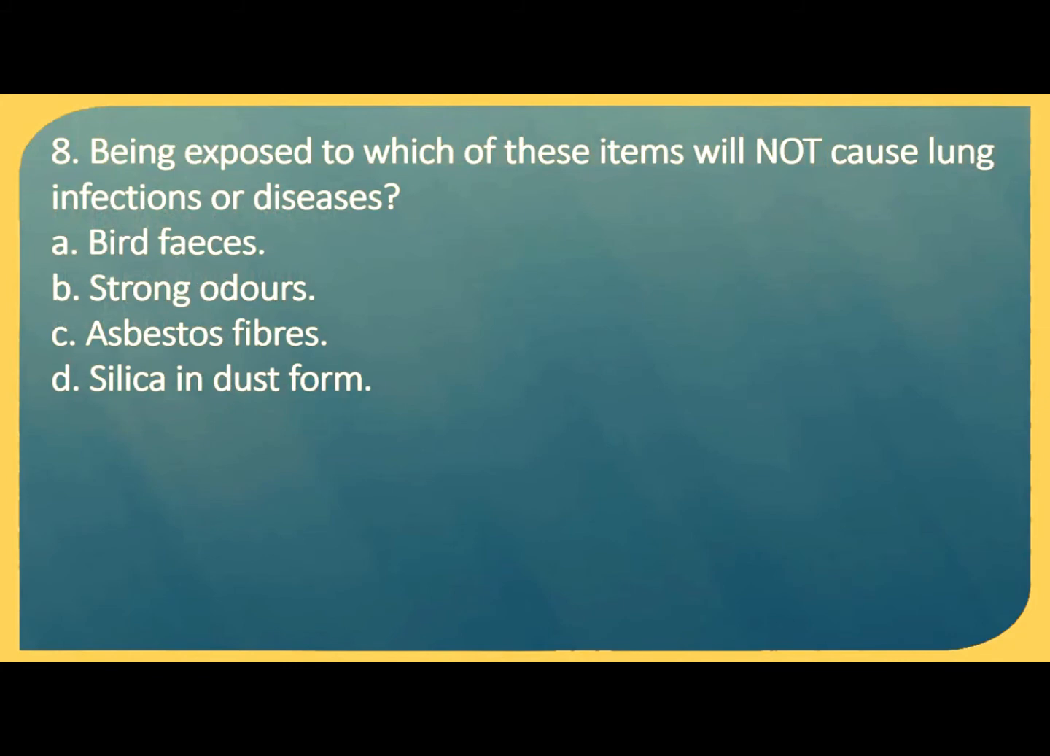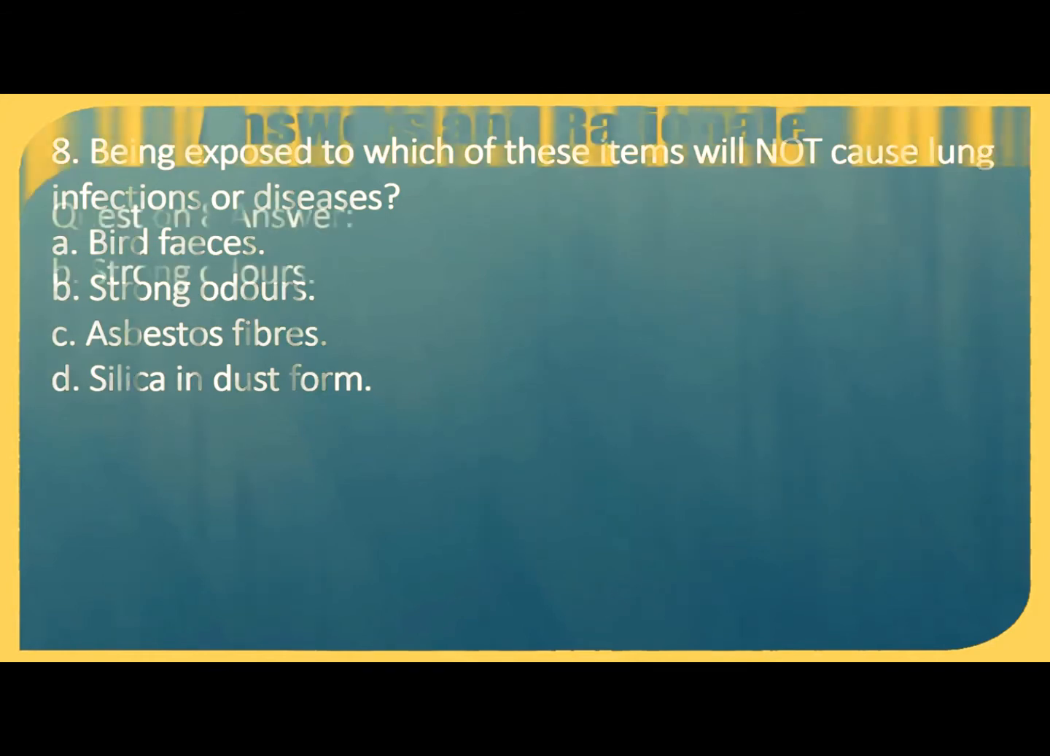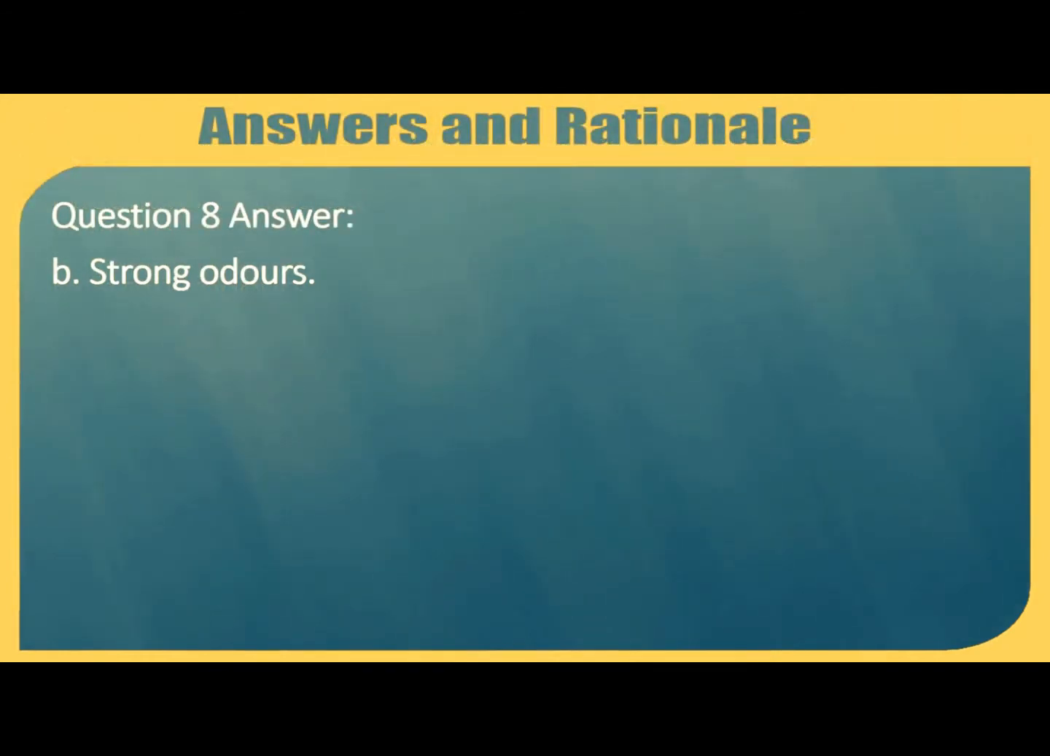Question 8. Being exposed to which of these items will not cause lung infections or diseases? A. Bird feces. B. Strong odors. C. Asbestos fibers. D. Silica in dust form. Question 8. Answer: B. Strong odors.